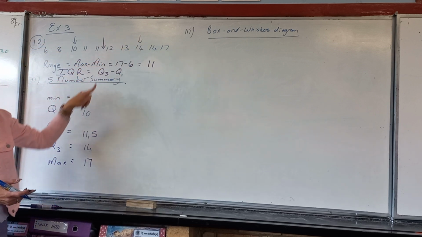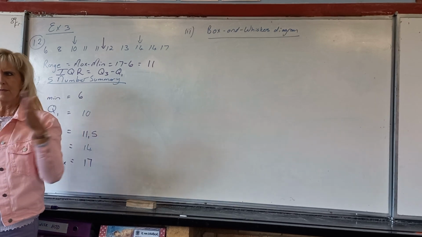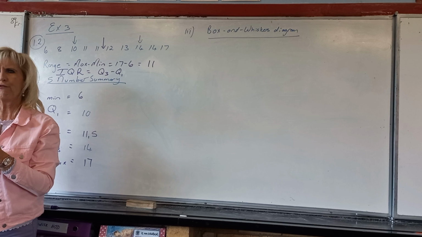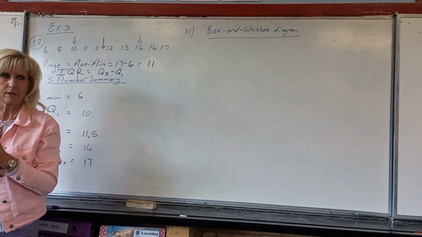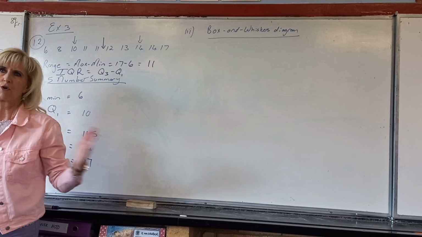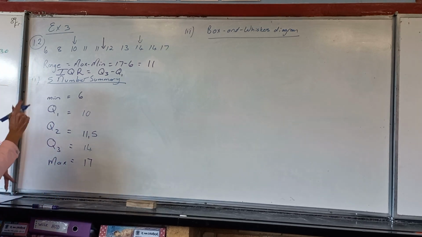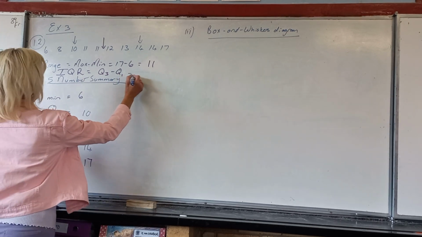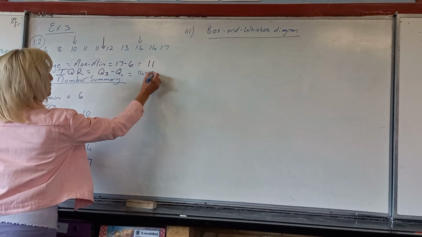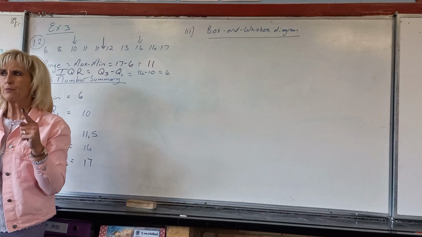So do you know why they called it Q2? The median is the middle, so that's actually the halfer. But there's no such thing. They are quartiles, 1, 2, 3. So quartile 2 is actually the halfer. Are you with me? So therefore, I can now go back and say quartile 3 minus quartile 1 is 14 minus 10, which is 4. Meaning that it's not widely spread.